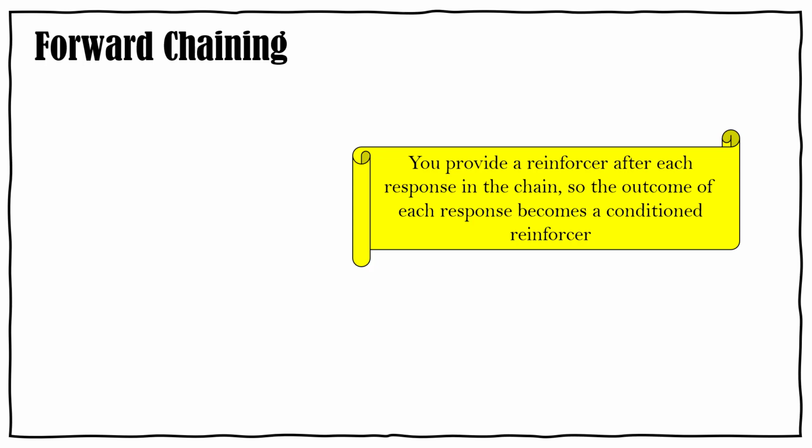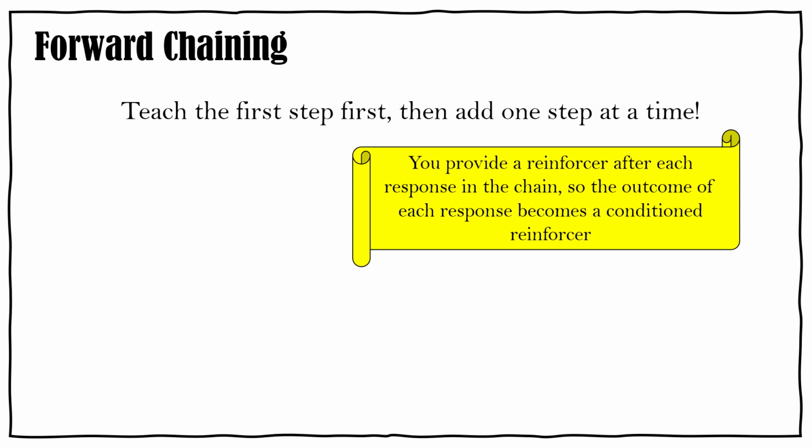Forward chaining is where you provide a reinforcer after each response in the chain. What you're going to do with forward chaining is teach the first step first, and then add one step at a time. So if we go back to teaching the numbers 1 through 6, you're going to prompt 1, teach 1 until the kid is saying 1 by himself.